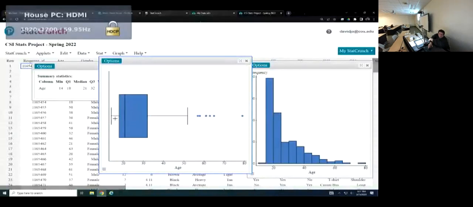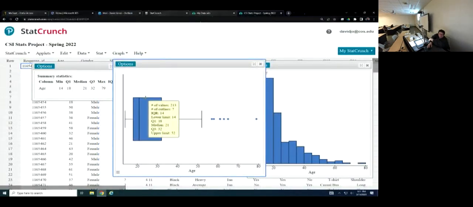Like the lower limit they gave us, when I put my cursor over it, it says lower limit is 14. That was not the fence. The fence was -3. It's just outside of our area. Don't trust it when it comes to this one, in terms of the fence. Everything else matched. If you look at it right now, it says Q1 is 18, and we can see that in the box on the left. Q3 was 32. It tells us all this stuff. It even tells us the number of outliers. And you can put your cursor over the outlier to see how old they are. So it's kind of neat.